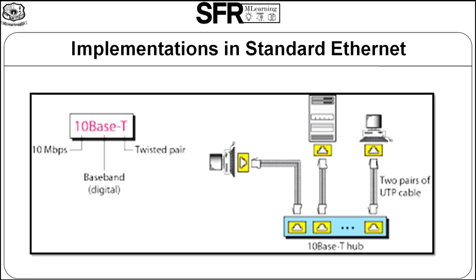And regarding the third implementation, T means twisted pair cable. Using twisted pair cable, we are going to connect. Here a new device called a hub will be used. The hub will connect all the nodes, 10Base-T hub. Here unshielded twisted pair cable is used, unshielded meaning an unguided transmission medium.